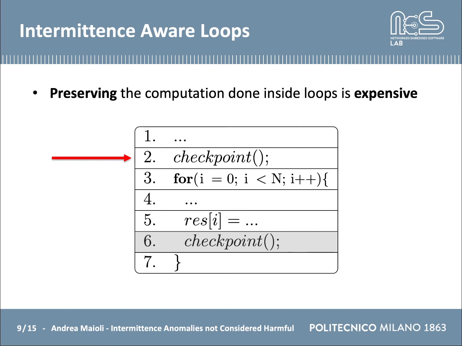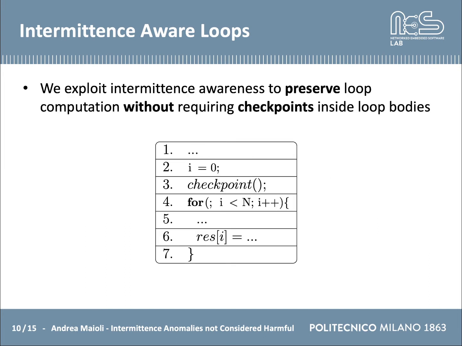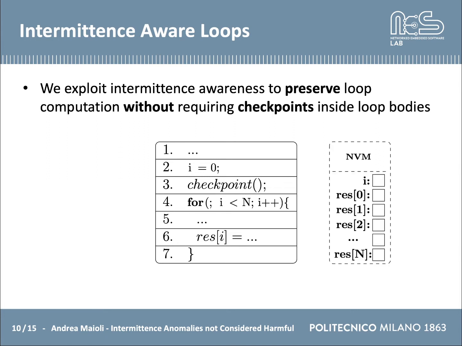However, placing a checkpoint inside the loop body introduces a significant energy overhead, as checkpoints are now executed at each loop iteration. We use intermittence awareness to reduce such overhead, so let us focus on this program where the loop iterator i and the result vector res are non-volatile. Note that also there is no checkpoint inside the loop body. We save the checkpoint of line 3 and then we enter the loop.